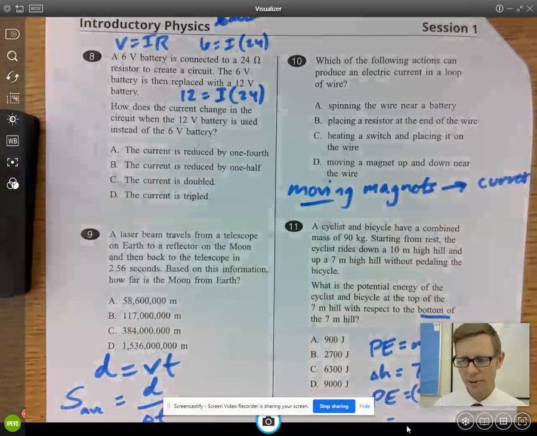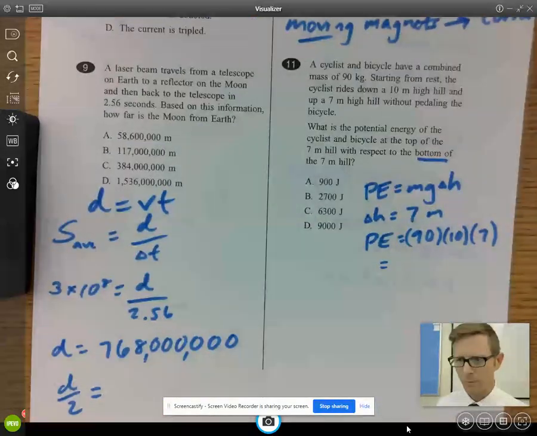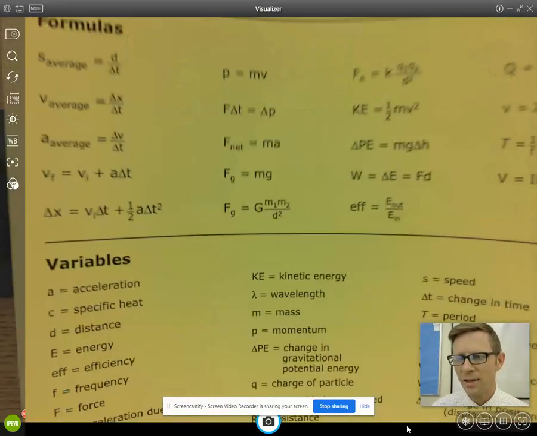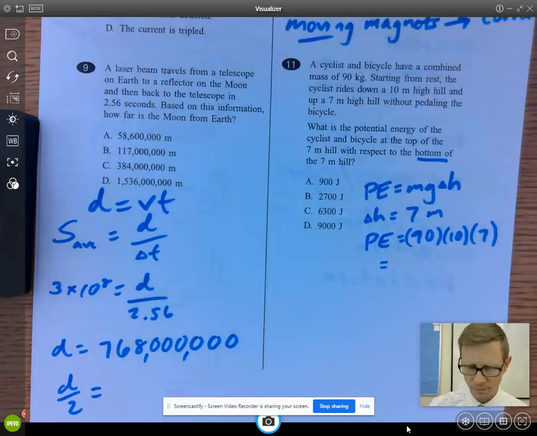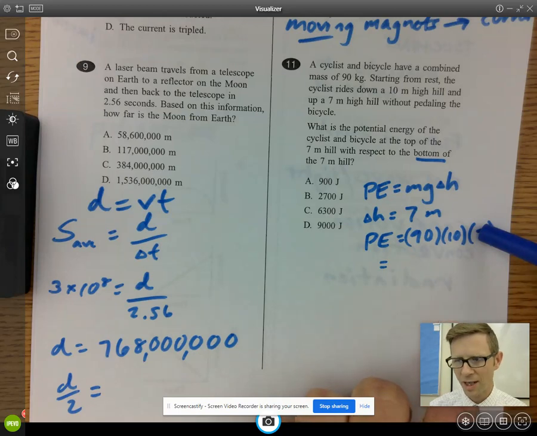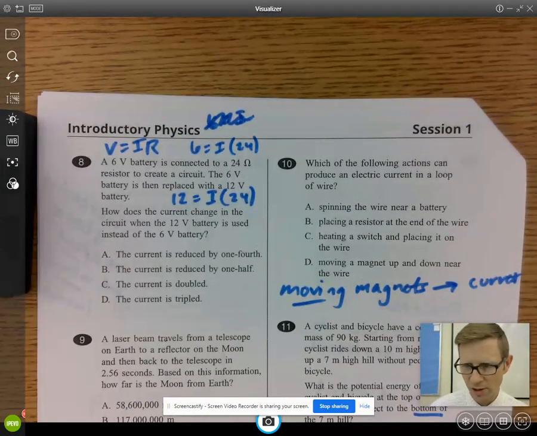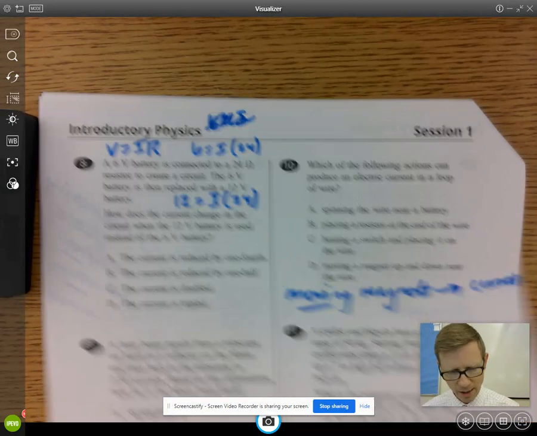Number 11 is all about potential energy. Write down the equation. Remember your equation sheet. And the change in height is actually 7. Read the problem closely and you'll see the change in height is 7. The answer becomes obvious. By the way, the answer to number 10 is obviously the only one that talks about moving the magnet, which is D.